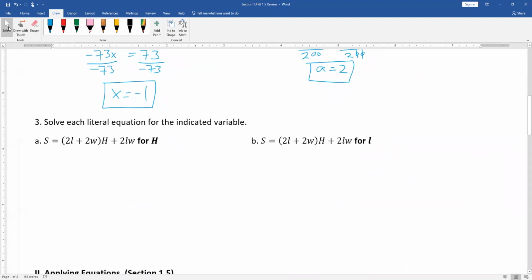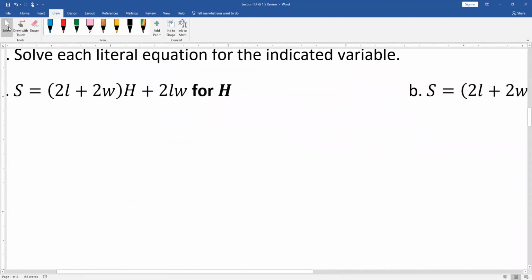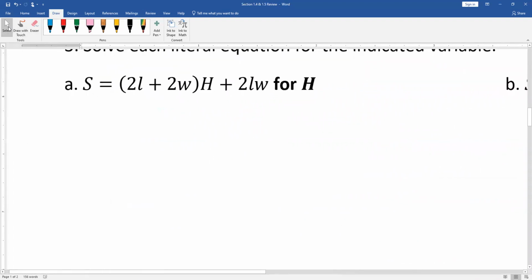So let's look at the literal equations. Now, these are extremely intimidating and confusing for a lot of people. So let's work these. So in this case, we want to isolate the variable h. Unfortunately, it's just sitting right here. So this one's pretty simple.